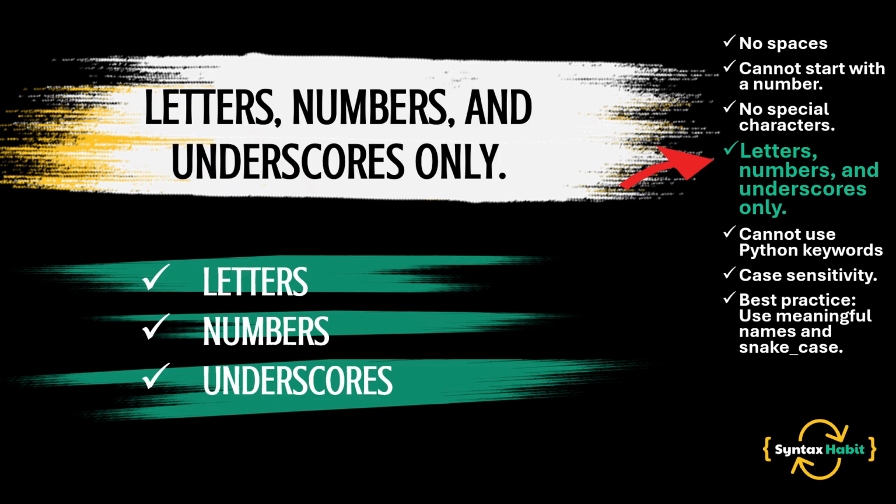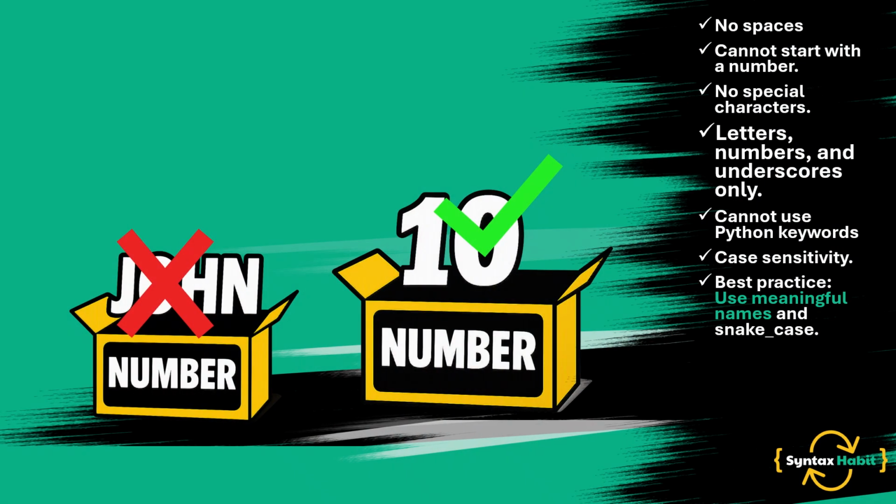Let's summarize what we've learned. Variable names can contain letters, numbers, and underscores. However, they must begin with a letter or an underscore, not a number. I want to emphasize this one more time. How you name a variable is your choice, but you must follow the rules and clearly understand what you are storing. Your variable name should be meaningful and directly connected to the value it represents.